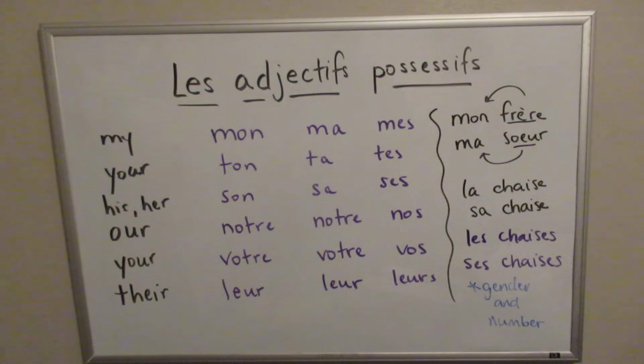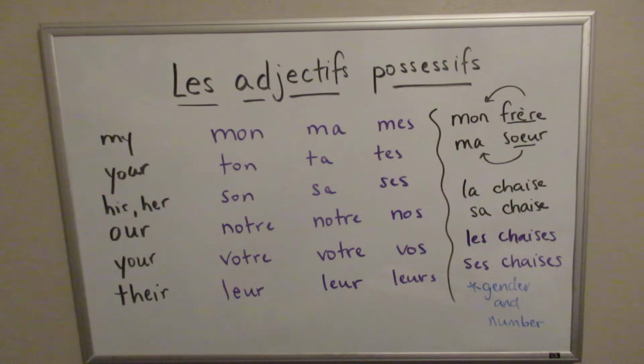So in English we just say my, but in French we have several choices: mon, ma, mes. With your, we have the choices of ton, ta, tes. With his and her, it is son, sa, ses. With our, we can choose notre, notre, and nos. In your, votre, votre, vos. And in their, we can choose leur, leur, and leur.